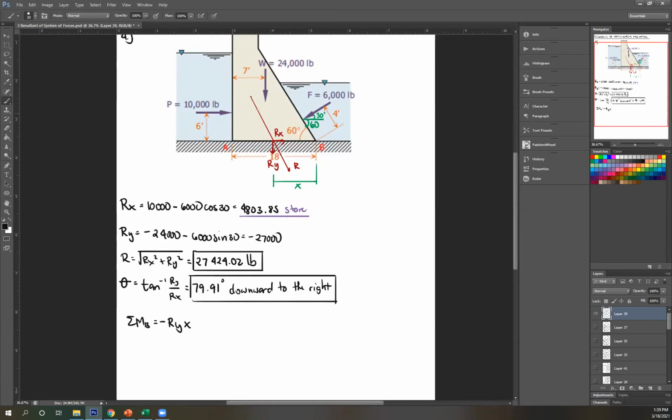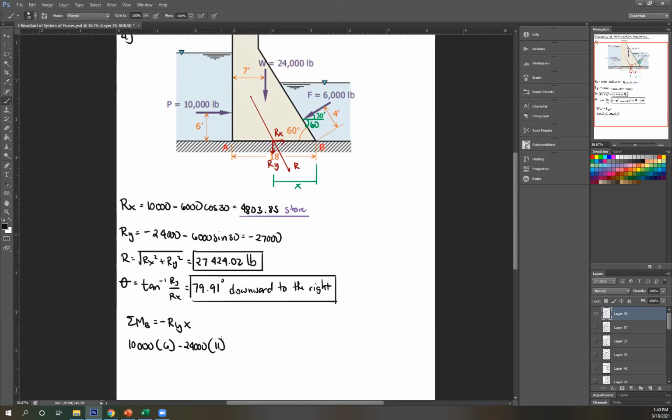Let's start with 10,000. 10,000 about B, that's positive, since clockwise. Perpendicular distance, 6. Next, 24, rotated about B, that's counterclockwise, so negative 24,000, multiplied by distance. This total length is 18. This distance is 7. Therefore, this distance will be 18 minus 7, that's 11.